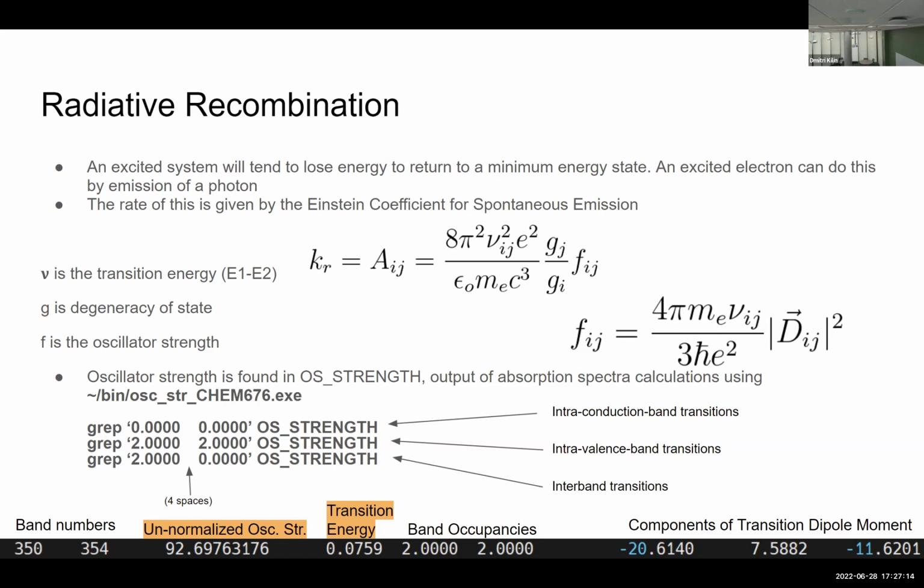So we have transitions between two excited states, or intra-conduction band transitions. Same thing for the valence band transitions. And then we also have interband transitions, so basically going from an excited state to a relaxed state. Down below, we can see what one line of the oscillator strength file looks like. The two values we're really concerned with are the oscillator strength and the transition energy, which both show up in our calculation of the radiative emission rate.